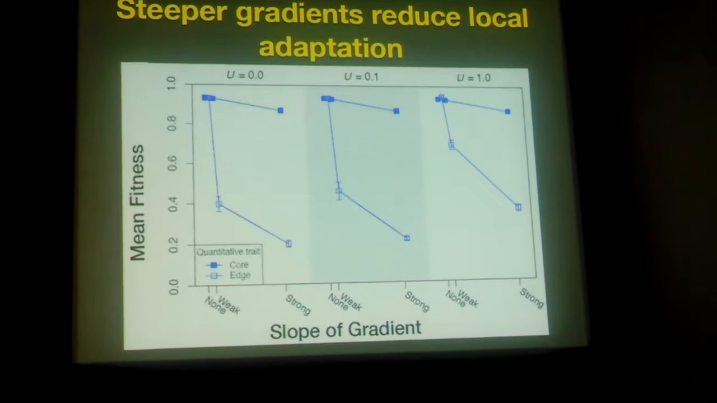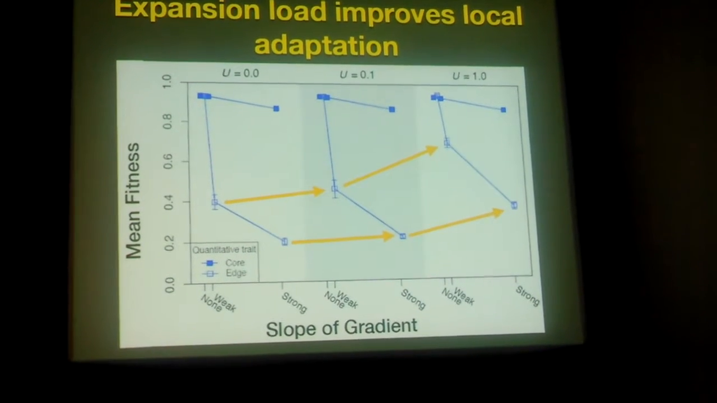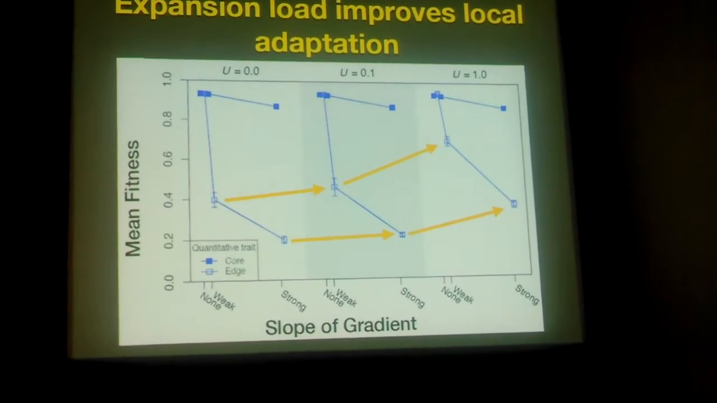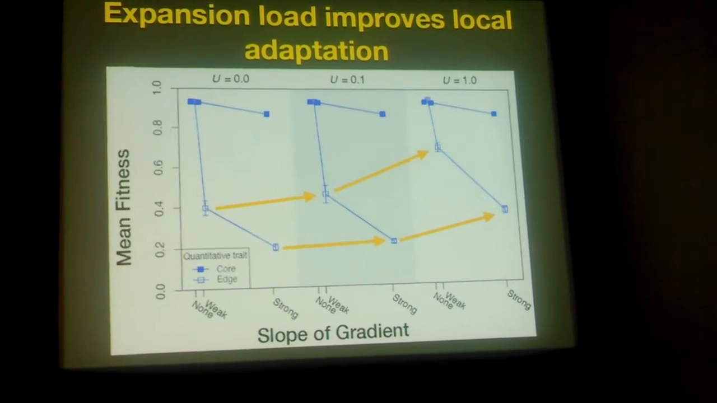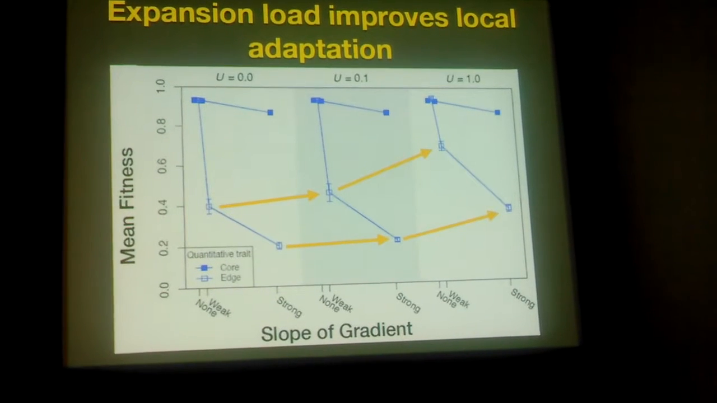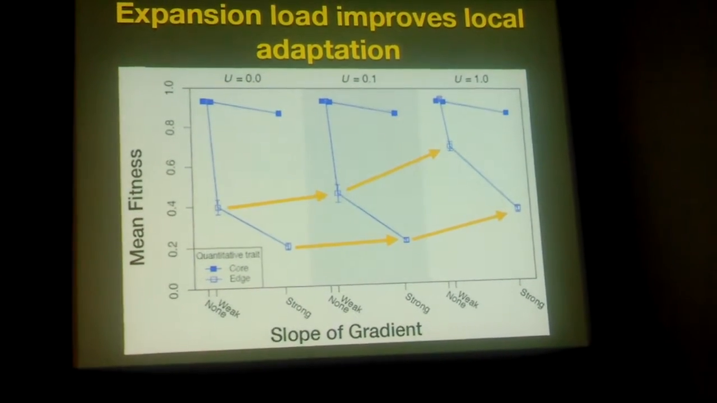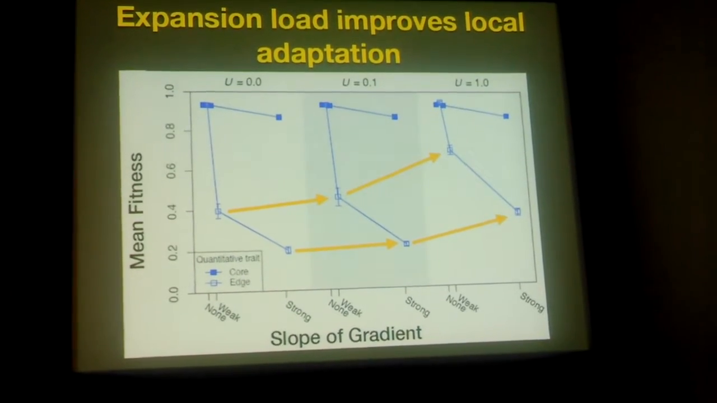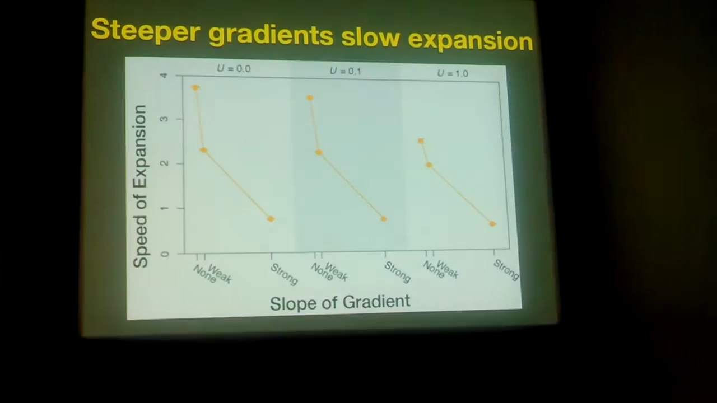But we also see something else interesting: if we increase our mutation rate for the deleterious alleles, so we have more expansion load going on, you're not as severely maladapted at the range edge, so your local adaptation is a little bit better as you increase mutation rate. To look at this further, we go ahead and look at our deleterious mutations and the results for our expansion speed, and that seems to explain what's going on.